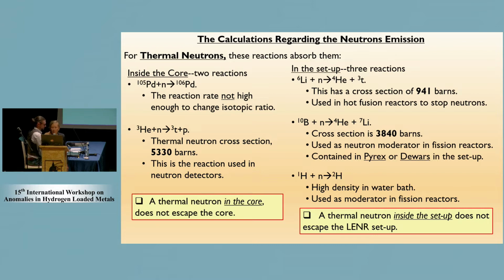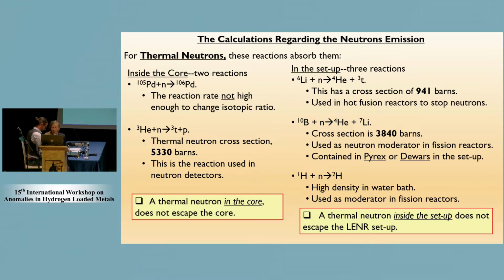Also, the boron 10 in the borosilicate glass removes thermal neutrons with a huge cross-section of 3,840 barns. For a setup that contains any borosilicate glass, thermal neutrons will get absorbed by it. Boron 10 is used in fission reactors as a moderator. As you can see, there is more He4 released.